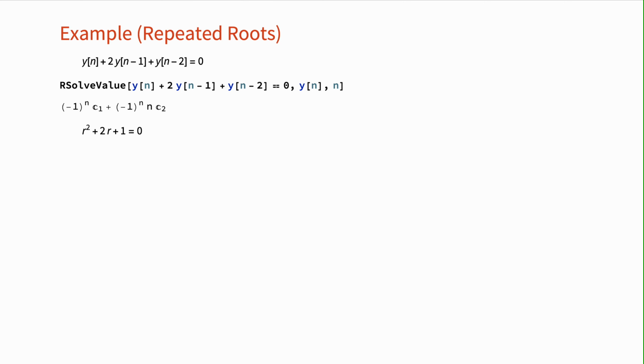Substituting r^n into the equation gives the characteristic equation shown here, which gives the repeated characteristic roots of -1. As we mentioned initially, in this case, we write the complementary solution as a linear combination of (-1)^n and n times (-1)^n.